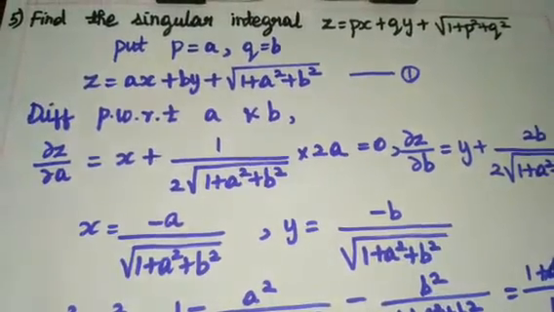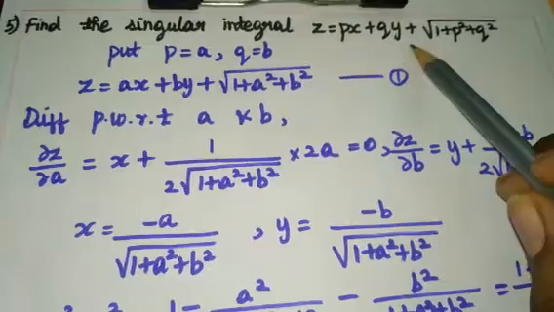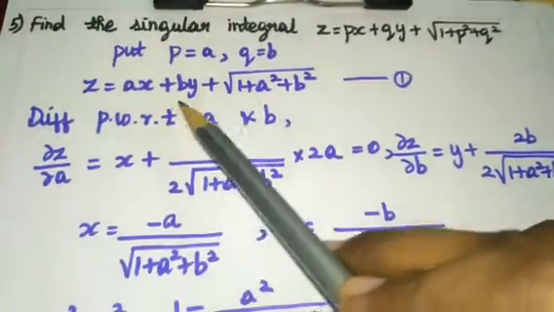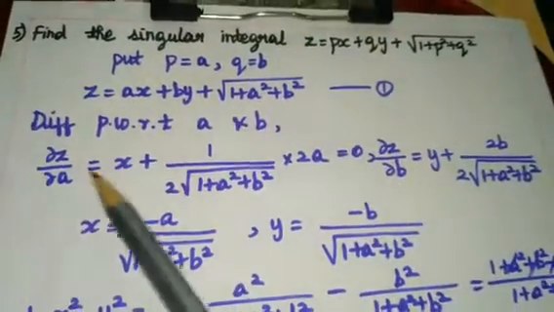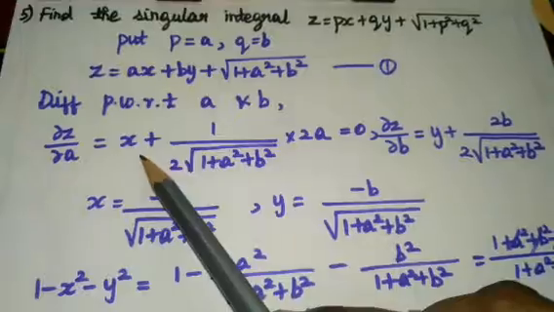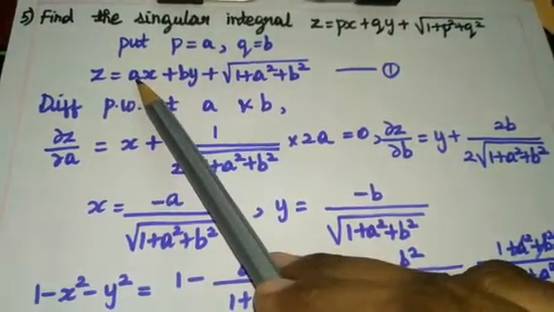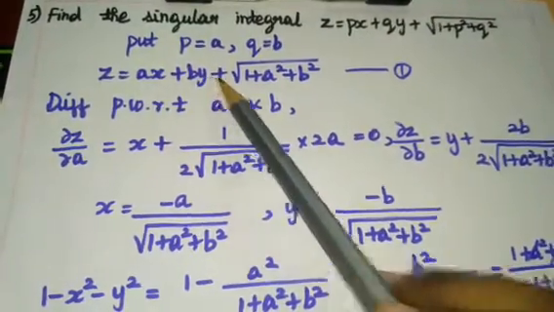Put p is equal to a and q is equal to b. Therefore z is equal to ax plus by plus root of 1 plus a square plus b square. So differentiate partially with respect to a and b the given equation. Therefore dou z by dou a is equal to x plus 1 by, here a becomes 1, therefore x plus this term becomes 0.